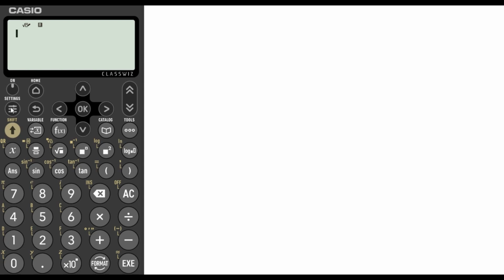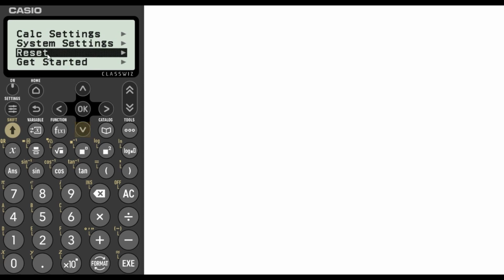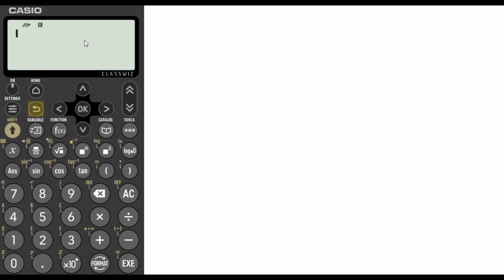We can change the calculator's settings by pressing the Settings button. We can change the calc settings, we can change the system settings, we can reset our calculator, or we can take a look at the Getting Started option to get familiar with the calculator. Let's press back to return to the calculation screen.